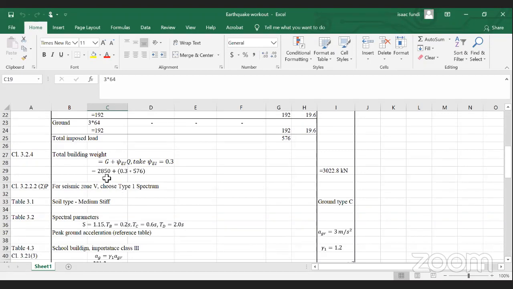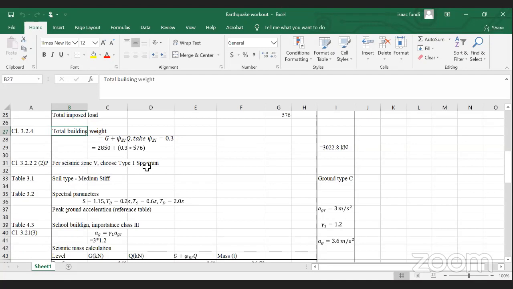Then I referred to clause 3.2.4 of the code so that I can get the load combination. Here it is seismic load. It is not the normal combination of dead and live, say, the way we take it in normal construction, where the partial safety factors are 1.4 Gk plus 1.6 Qk. The Eurocode provides a different combination: dead load plus psi subscript E,i times Q, and it proposes a value of psi E,i obtained from Eurocode 1. The value of psi E,i is 0.3. So I have calculated the total building weight as 3022.8 kilonewton.